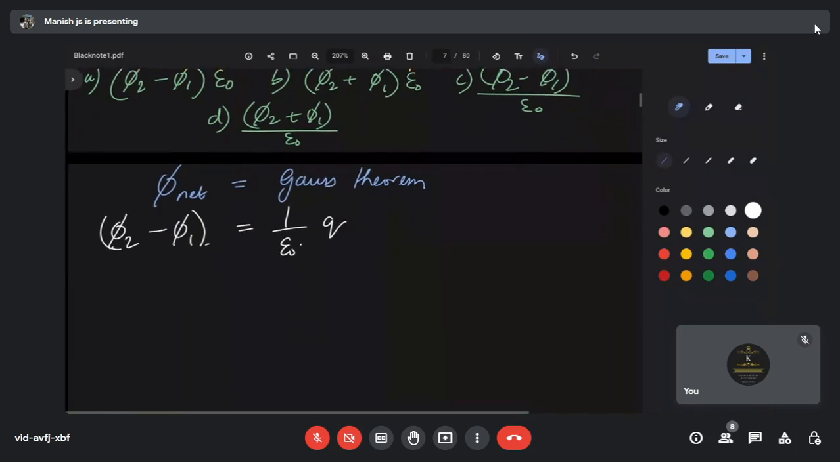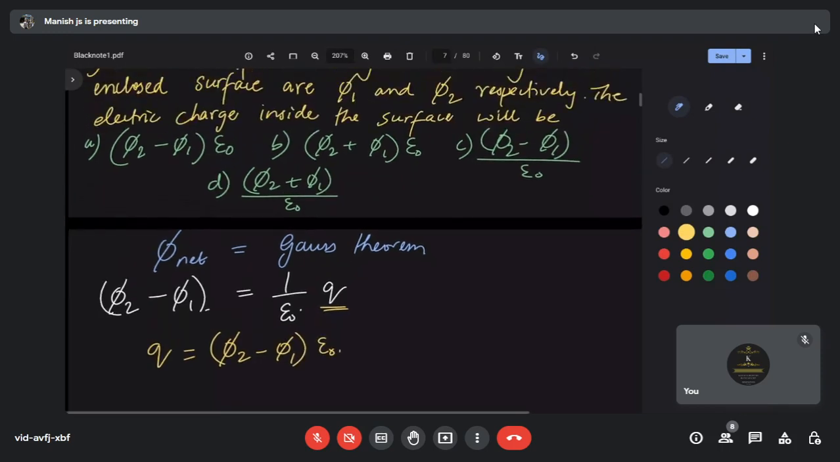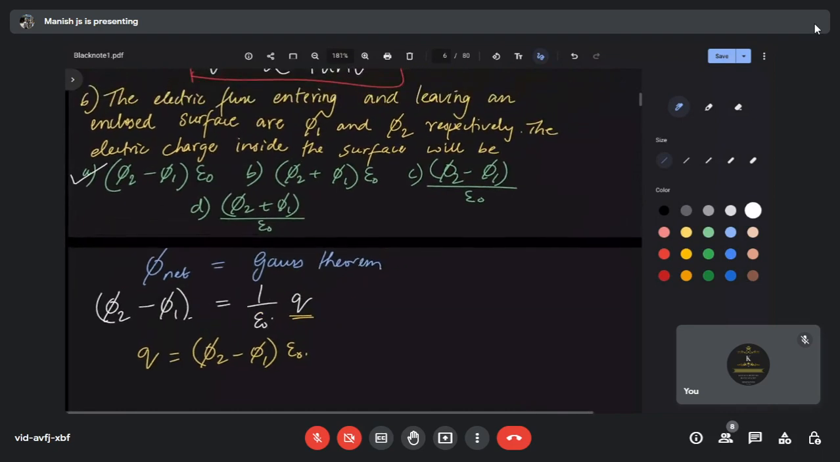So you find out, rearrange for q. That's it, we keep q on one side and rearrange. So q is equal to phi 2 minus phi 1, the whole times epsilon naught, which is answer A. That's it, easy. This is how you solve this question. You apply Gauss theorem and solve it. Okay, fine.